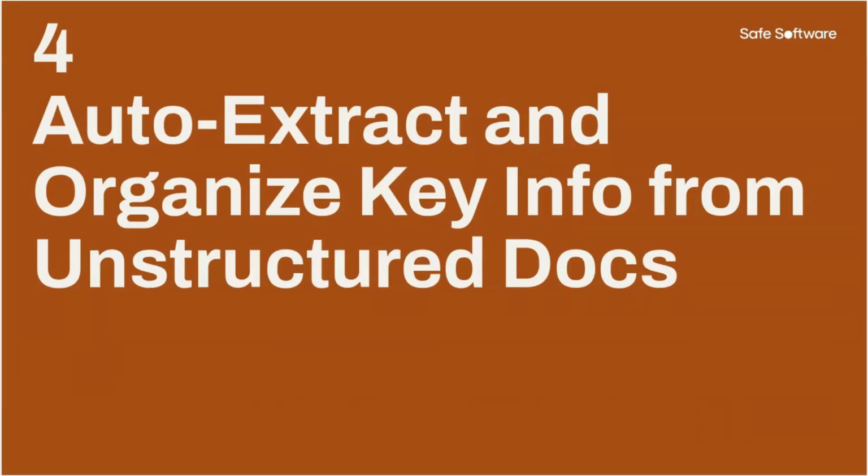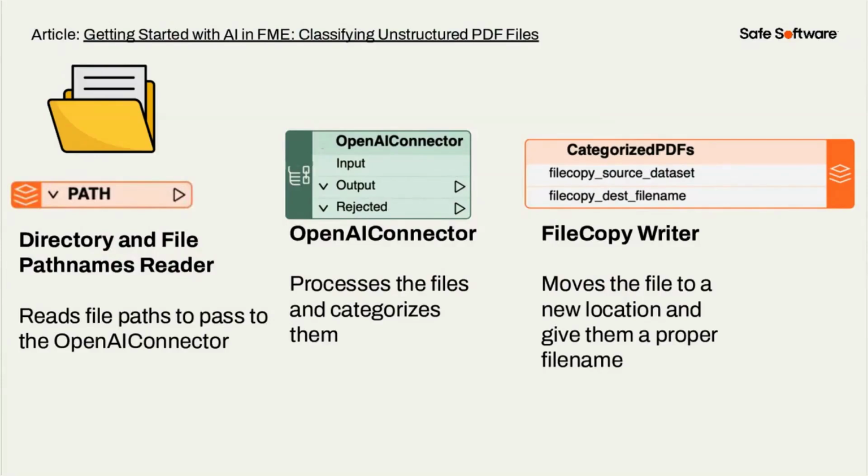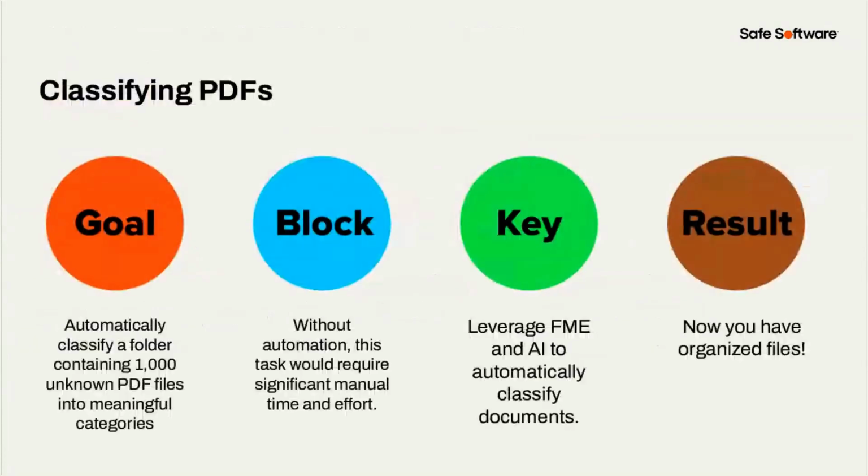All right, next I'm going back to the example that someone gave me before, which, before AI, we couldn't answer: how to auto-structure and organize key info from unstructured docs. Here I'm using the file and directory path names reader. I'm looking at a folder which contains 1,000 PDF files, and I have no idea what's in those PDF files. I'm going to pass all those files to the OpenAI connector and see: can it categorize these files for me, and can it extract some key insights from each file? Finally, I send this to a file copy writer, so I'm going to move these files to a new location and give them a proper name. Here I'm classifying 1,000 files, which without automation would take significant time and effort. I'll use FME to do that for me, and now I'll have some organized files.